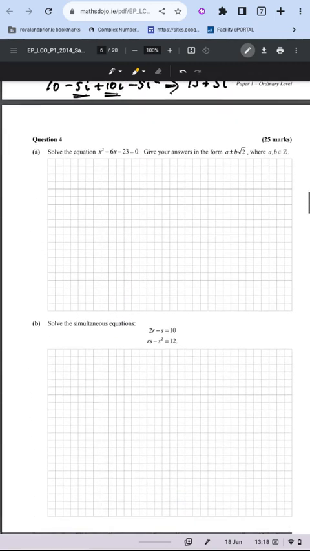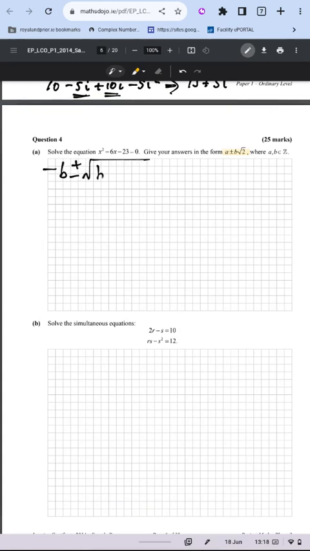Next thing, solve this equation. Once I see it in this form, or so many decimal places, I know I'm using my minus b formula. So we've got my attempt mark straight away. Fill in your A, B and C.